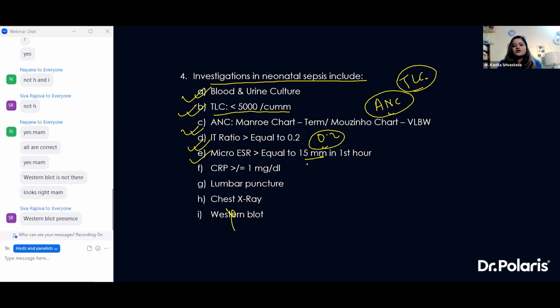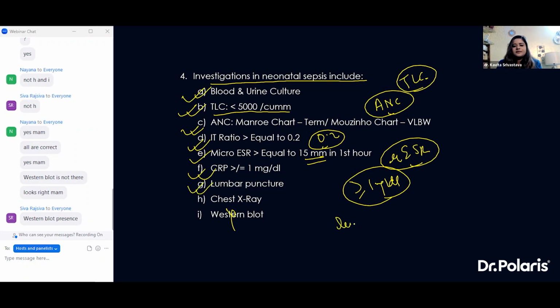Micro ESR cutoff is 15 mm in the first hour. So micro ESR value is again a very important technique for diagnosing neonatal sepsis. CRP value, the cutoff is more than or equal to 1 milligram per deciliter. CRP is high. Again, it is indicative of neonatal sepsis.